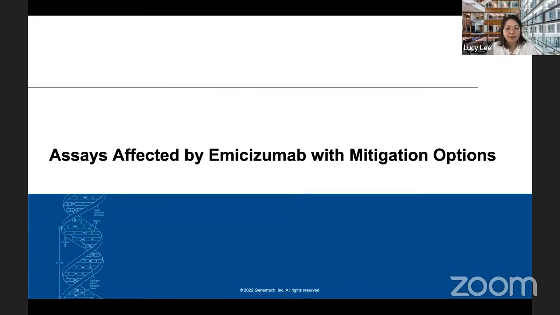So how should we think about emicizumab interference on different coagulation assays? I think we think about them broadly speaking in three buckets: one where there's strong interference, one where there's no interference, and one where there's weak interference, which may not require mitigating options.